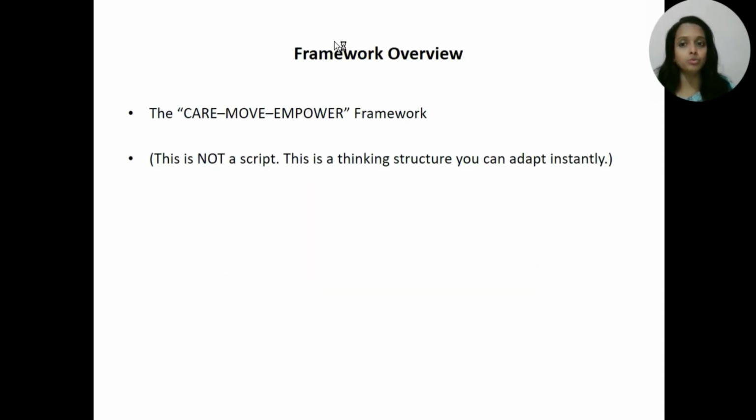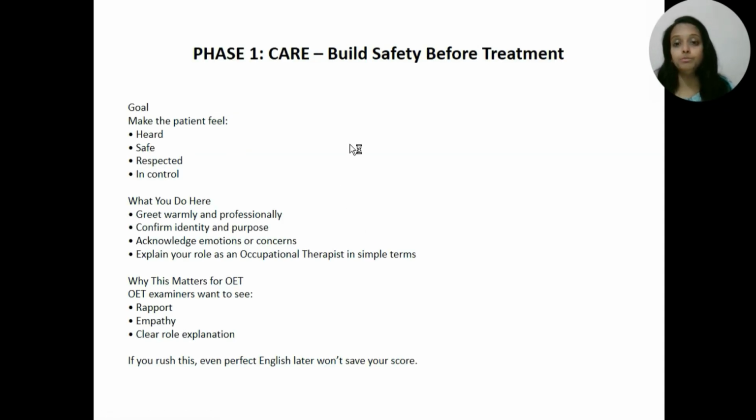When I talk about phase one, that means build safety before treatment. So that's the Care phase one. The goal is to make the patient feel heard, safe, respected, and in control. What you do here is greet them warmly and professionally, confirm their identity and purpose, and then acknowledge their emotions or concerns, then explain your role as an occupational therapist in simple terms.